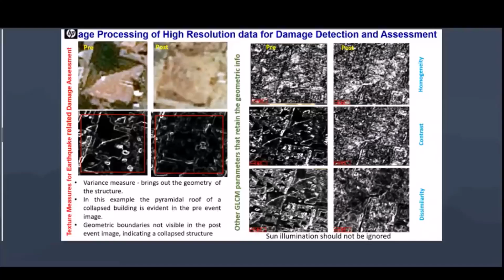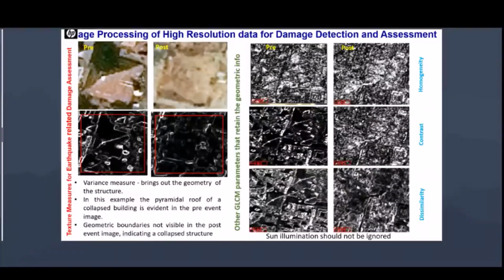Okay, so as you can see here, we have utilized the image textures for earthquake-related damage assessment. Just for your information, applying these texture measures, calculating GLCM parameters, is just a click of a button in the image processing software. Once you put the image in and click on that, you can generate these texture measures, GLCM parameters. So as you can see here, this was the first image.